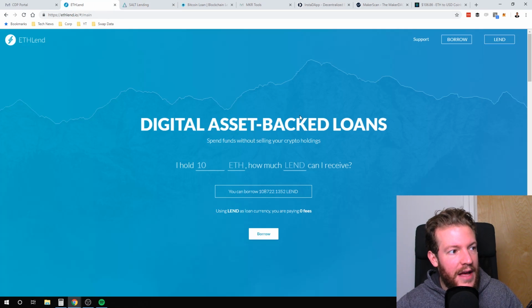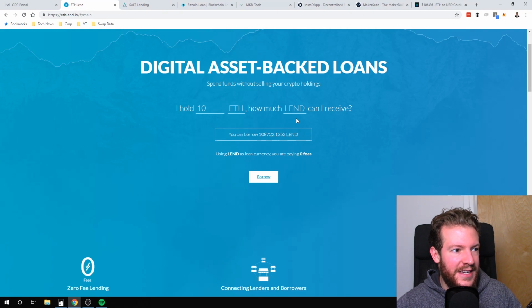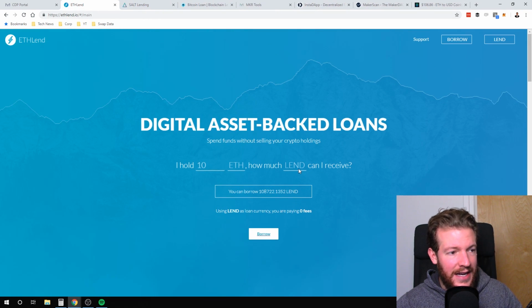And then you have ETHLend, which is another one. This allows you to put ETH up as collateral, but then you receive their native crypto token, Lend, and you pay 0 fees on that. But in that case, you're dealing with the Lend token, which surely has liquidity potential issues to sell, and also you're dealing with the volatility associated with it as well.